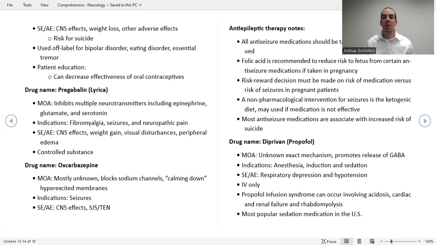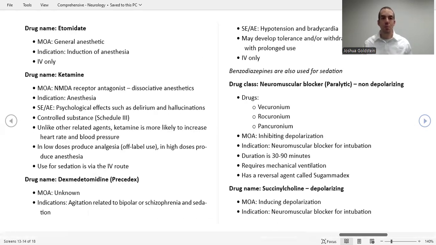This can be given via a direct injection, an IV push, if we're using it for sedation. That's an off-label use, but you may see this given sometimes if we're trying to do, let's say, a shoulder reduction or something like that. You may see this on a one-off case given not via the traditional IV infusion. Next, we have etomidate. Etomidate, the mechanism of action, it's a general anesthetic. It's used to induce anesthesia, not to maintain anesthesia. It's IV only. Again, I don't think you'd get any more into that at the RN level.